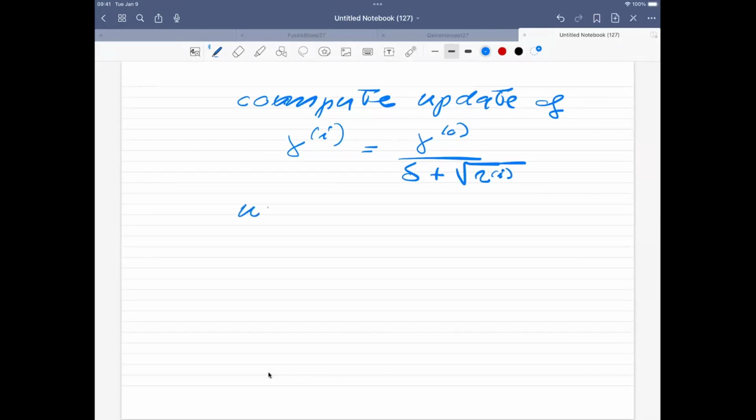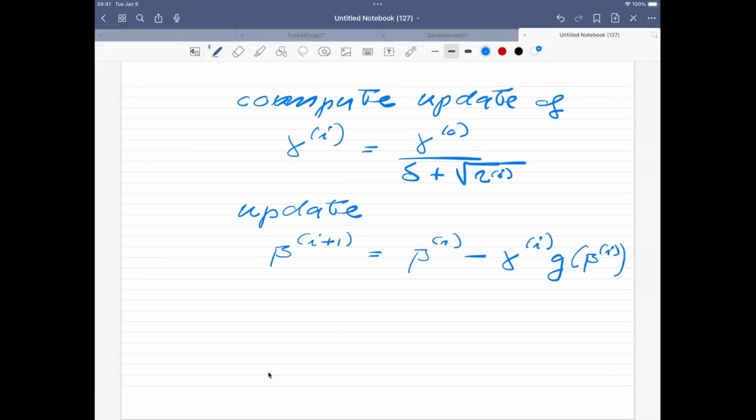And finally, we update beta of i plus 1 equal to beta of i minus this updated learning rate, gamma of i, multiplied with the gradient which we had at beta of i. And this is end while.